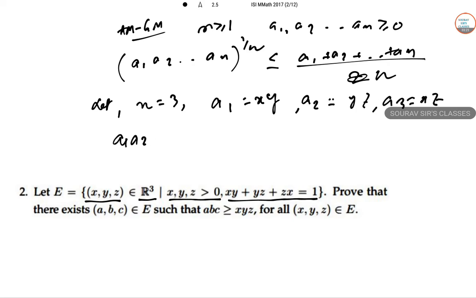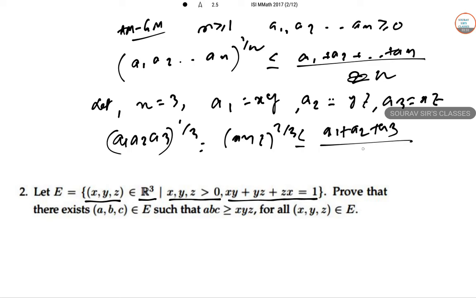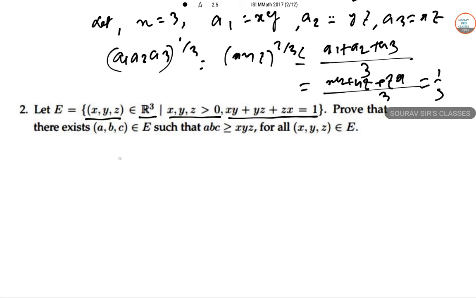So a1 a2 a3 whole to the power 1 by 3, which is (xyz) to the power 2 by 3, is less than or equal to the AM, and that is equal to xy plus yz plus zx by 3, which is equal to 1/3. Now for any xyz in this, what can we do? We can write xyz less than or equal to (1 by 3) to the power 3 by 2.